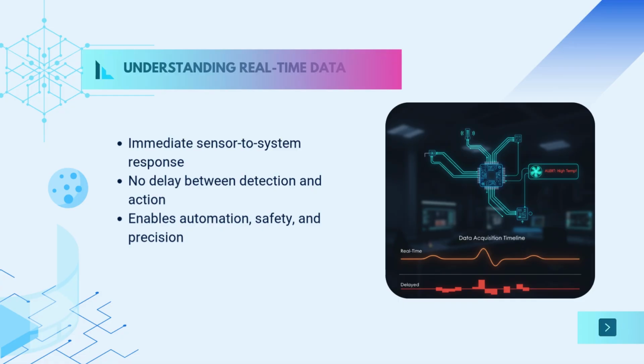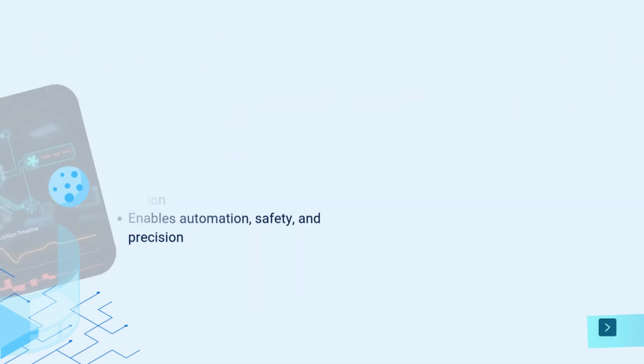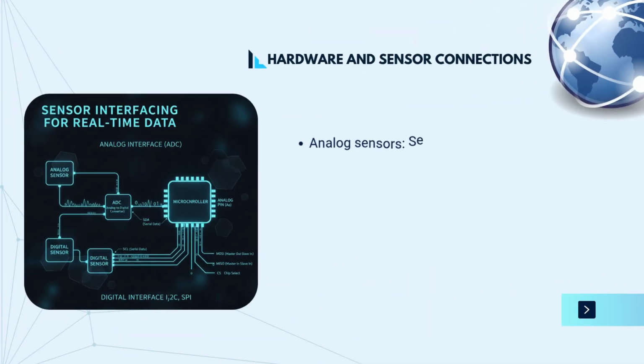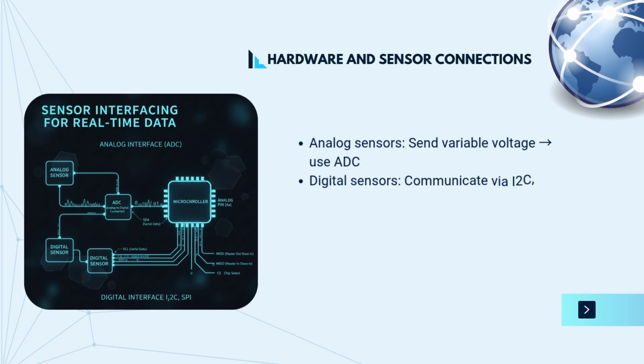In technical terms, the system must sample sensor signals at a high rate and process them fast enough to meet timing constraints. If a system reacts too slowly, it's no longer real-time, it becomes delayed or non-responsive. Real-time data acquisition ensures that decisions are based on the most recent and accurate sensor values, making it critical in areas like robotics, automotive control, and industrial automation. Now that we understand what real-time means, let's see how sensors actually connect to microcontrollers to provide live data.